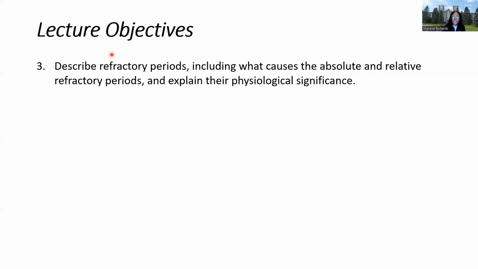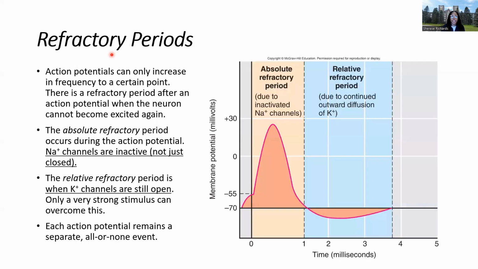Okay, so lecture objective 3 is to describe refractory periods, including what causes the absolute and relative refractory periods, and explain their physiological significance. So why do we have these periods where we can no longer generate another action potential? So what is a refractory period? It is basically allowing the action potential to stop, right? It's the cessation of the action potential.